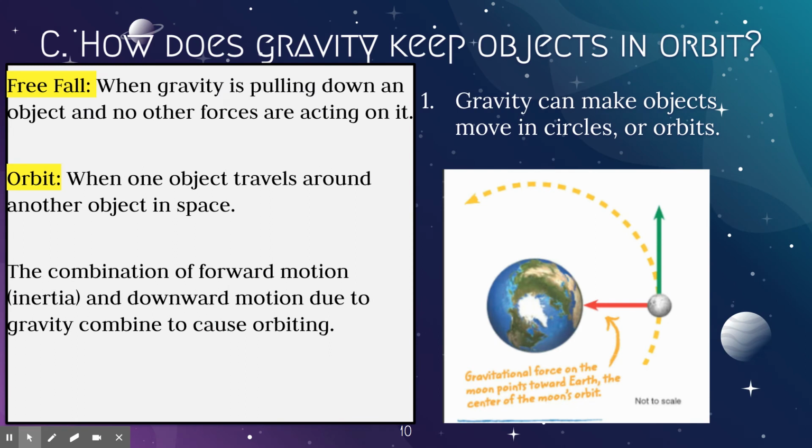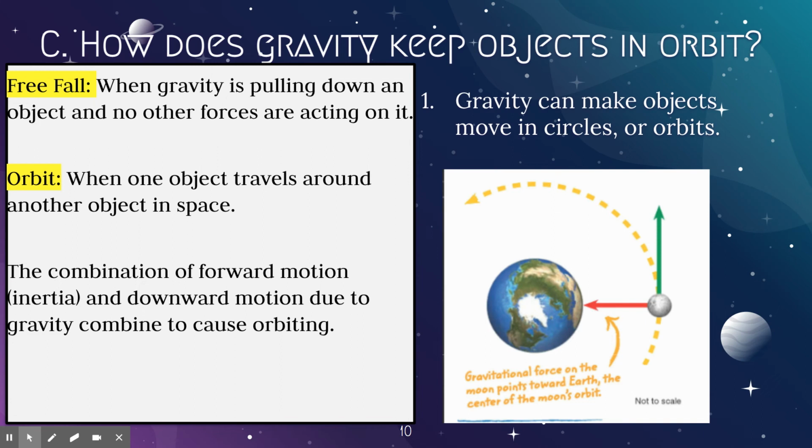How does gravity keep objects in orbit? Objects in space are moving in a way called free fall. That's when gravity is pulling down on an object and no other forces are acting on it, so it's just free falling through space. Orbit is when one object travels around another object in space. The combination of forward motion, which is inertia, and downward motion due to gravity, the free fall, cause an object to orbit.